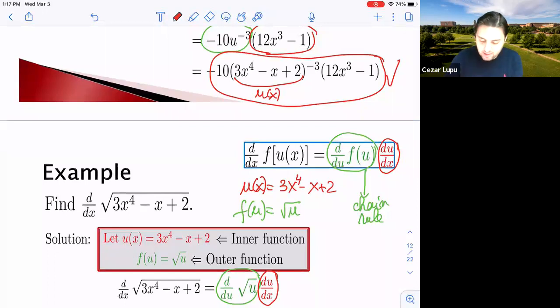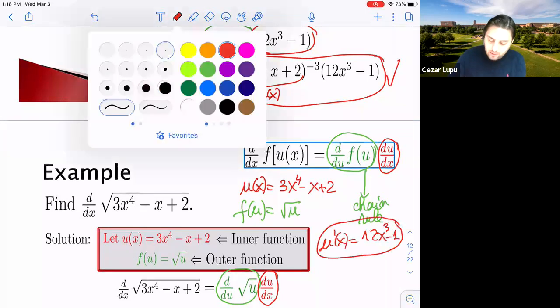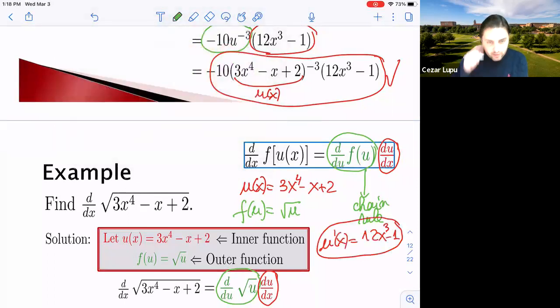Okay, first of all, let's take care of the derivative of u. So u prime of x will be what? Can you tell me? Well, it's the same function, but it is what? It's 12x to the cube minus 1. I already computed the derivative of this guy. But now I want to move towards the derivative of the square root of u. How would you compute the derivative? So square root of u prime is what?